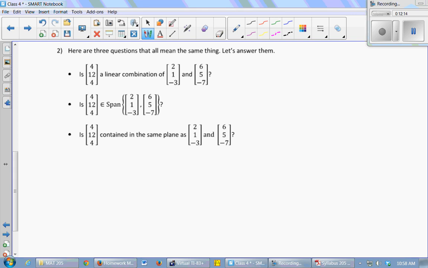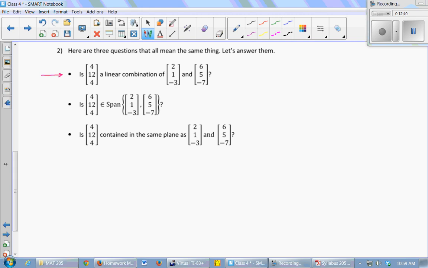So these two, one is not a multiple of the other, so they lie in a plane. And we want to know, is (4, 12, 4) contained in that same plane? That's equivalent to asking, is it a linear combination of those two? All right, so to answer, we're just going to look at this one. Linear combination, we have a solid definition for, so we can apply that definition.